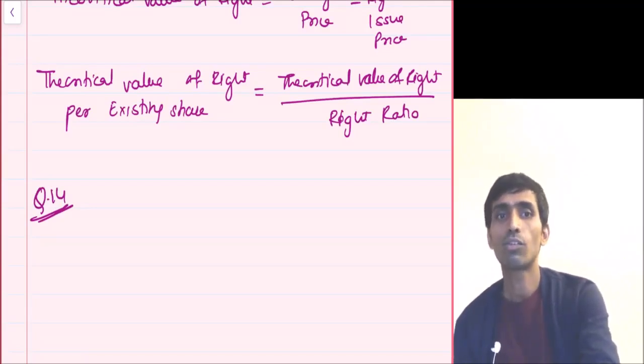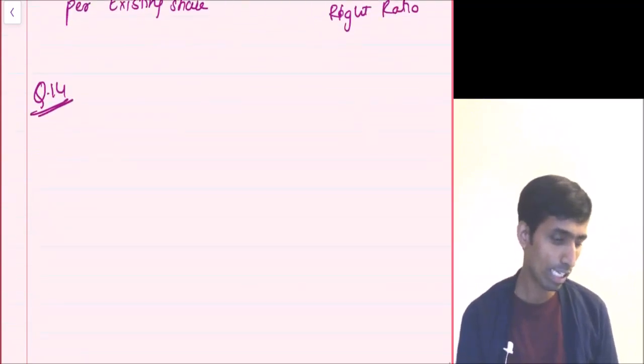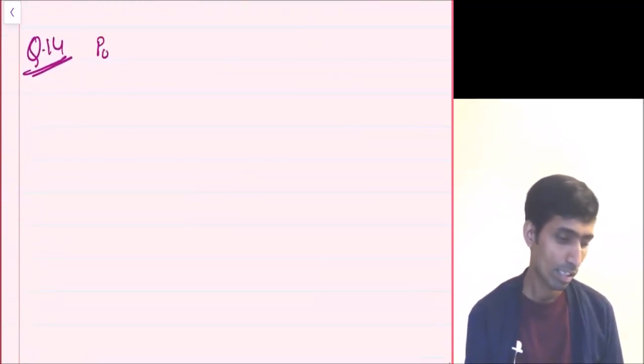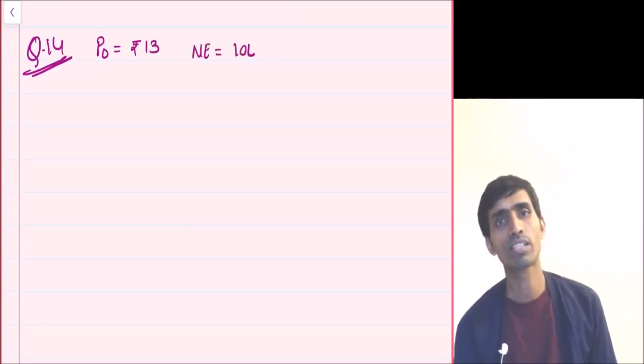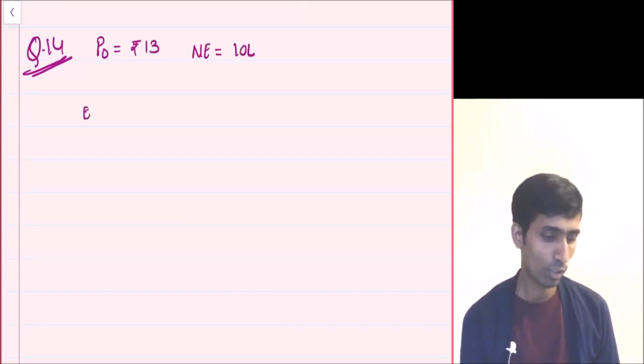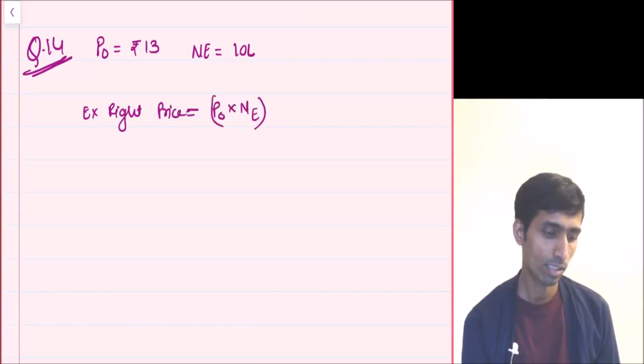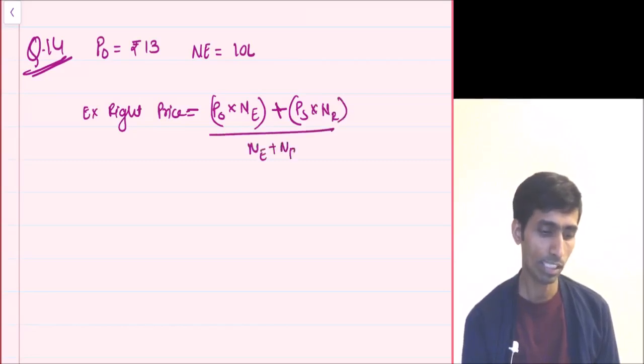So let's start. First, the current price is P0, they have given. P0 is rupees 13, existing shares are 10 lakhs. So the formula for X right price is P0 into NE plus PS, the subscription price, multiplied by the number of rights, divided by total shares, NE plus NR. Please write.